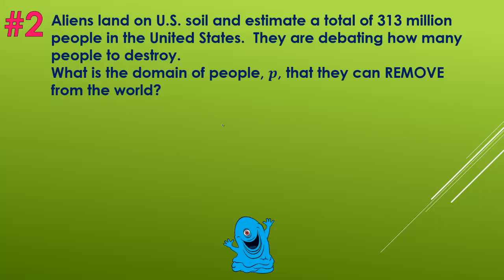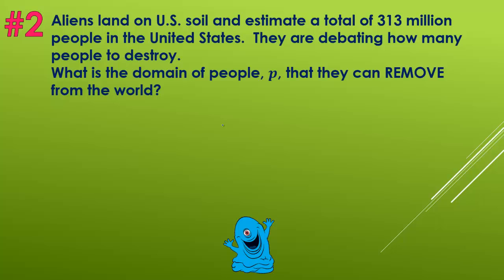So we want to figure out the domain of people, which we're going to call P, that they can remove from the world or destroy, whatever you want to say. They could be nice aliens, and they could decide that they're not going to remove anyone. Or they could be incredibly aggressive and say, you know what, they're going to wipe out the planet. In this case, what would the domain be?